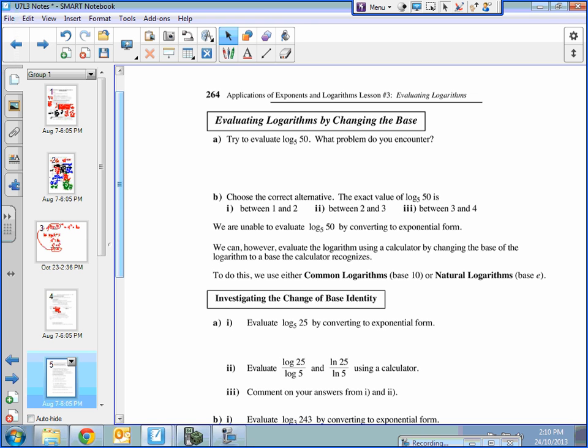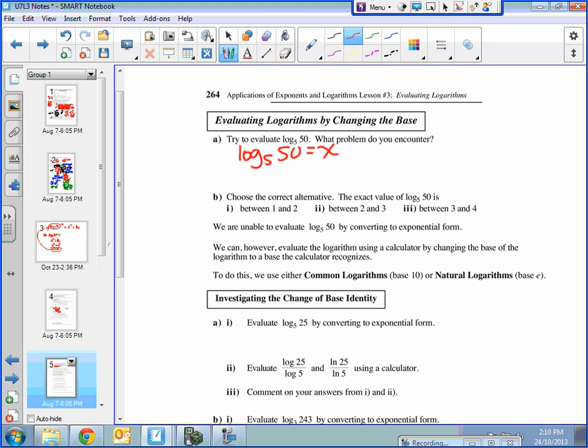So try to evaluate log of 50 base 5. What problem do you encounter? So try this in your calculator first, and then we'll see where that goes. Is it decimal? Yeah, it's a decimal. Okay, so let's figure out why it's a decimal. So log of 50 base 5, set it equal to x, and let's try to solve this exponentially. Yep, 5 to the x equals 50.